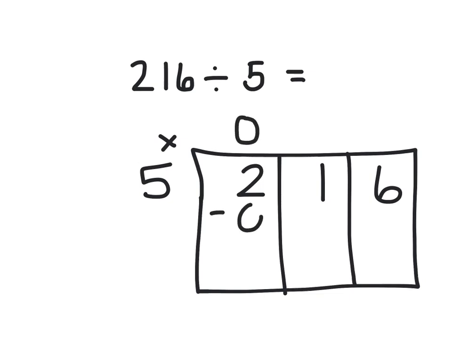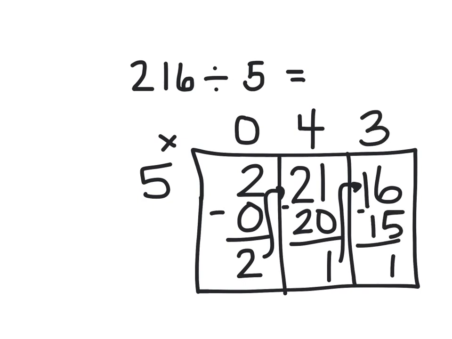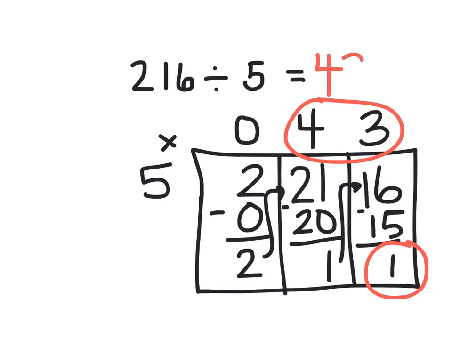5 times 0 is 0. 2 minus 0 is 2. Let's move that 2 up to the next column. And now I've got 21. I know that 5 times 4 equals 20. 21 minus 20 is 1. This 1 goes over to this column. And now I have 16. I know that 5 times 3 equals 15, which would give me a remainder of 1, with the answer being 43. So 216 divided by 5 is 43, remainder 1. I hope that you enjoy the box method.